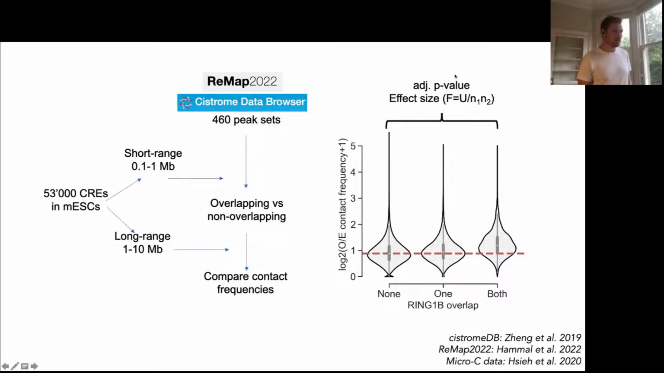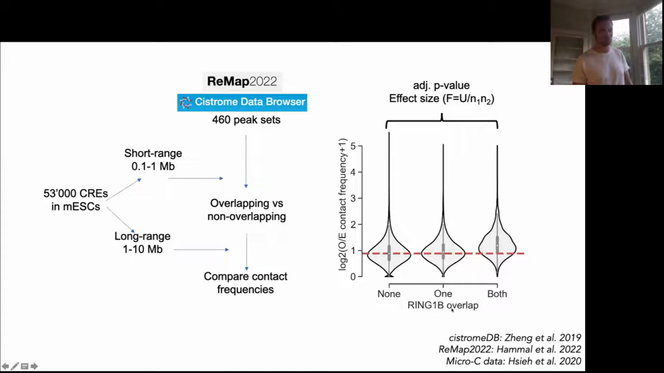The approach here was basically taking a set of cis-regulatory elements in mouse embryonic stem cells, and we split these pairs because you have all the different pairs between them. Those that are short range, which here is 0.1 to 1 megabase apart, and the long range, which is 1 to 10 megabases apart. And then we looked in these two databases, which have a lot of ChIP-seq binding profiles, and we basically split them into overlapping and non-overlapping. And then you compare the contact frequency between these sets.